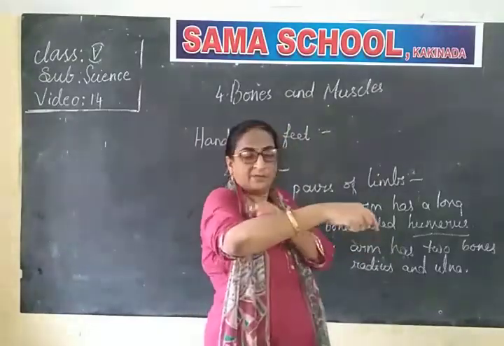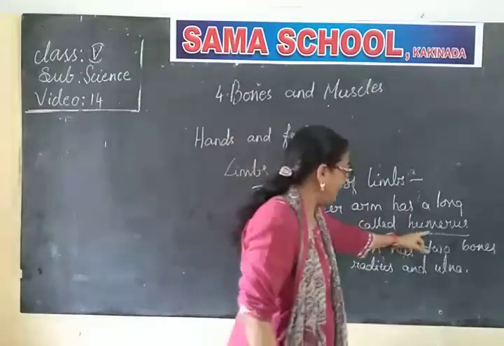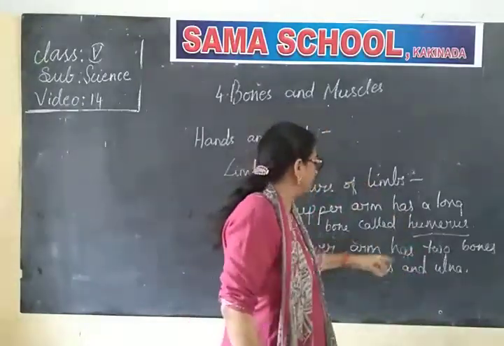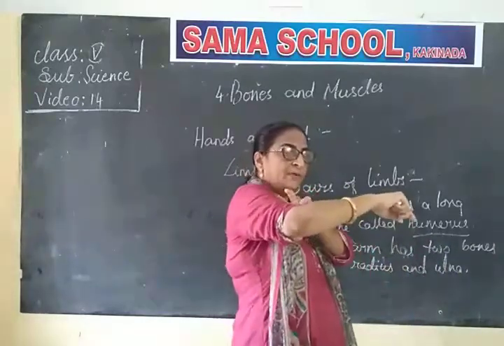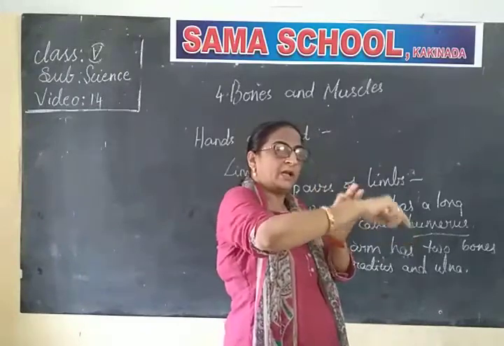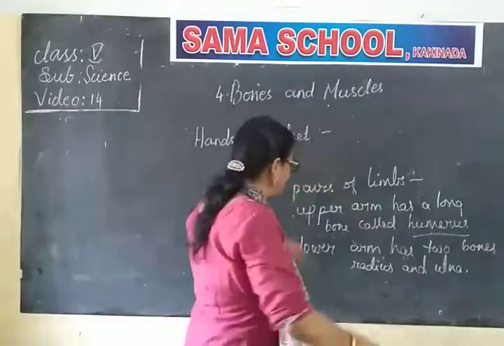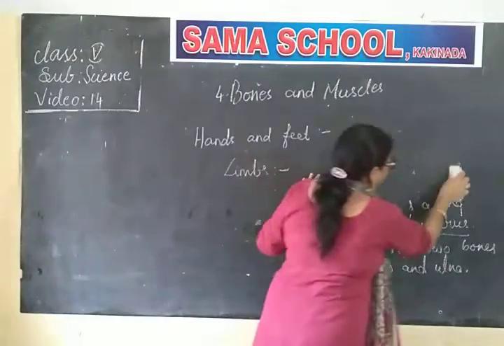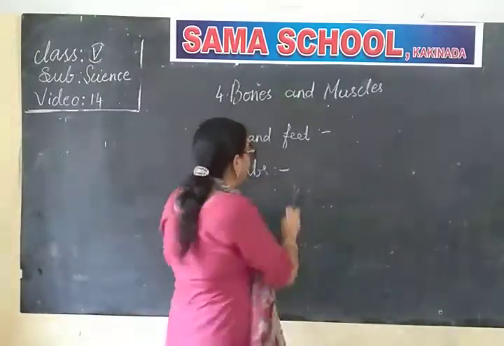So the upper arm has a long bone called the humerus, and the lower arm has two bones called radius and ulna respectively. The upper arm and lower arm are joined at the place known as the elbow. Where do the upper arm and lower arm join? They join at the elbow.